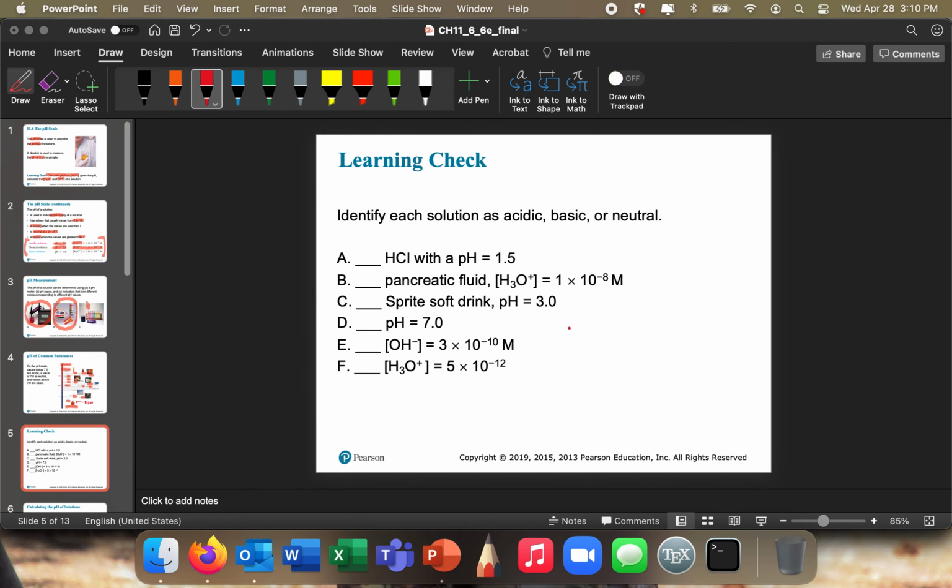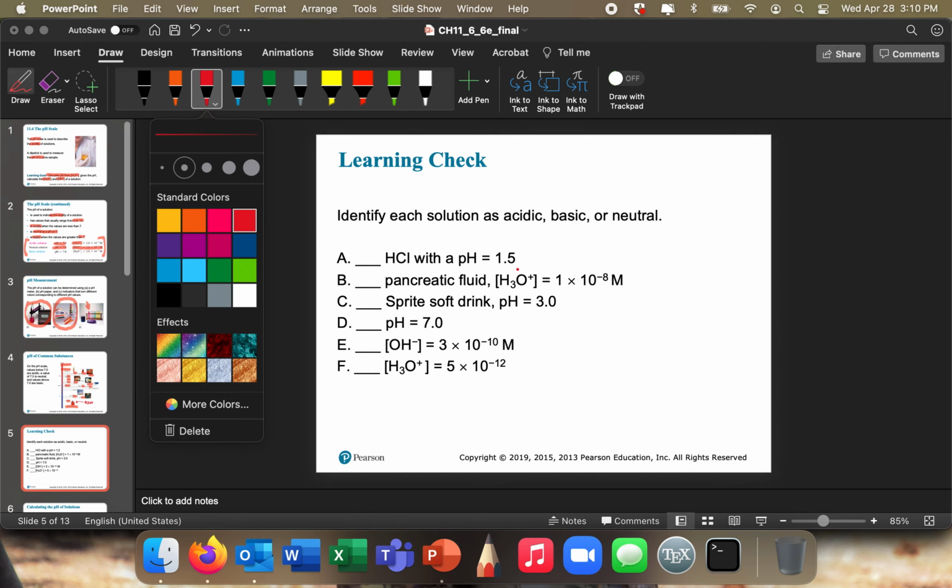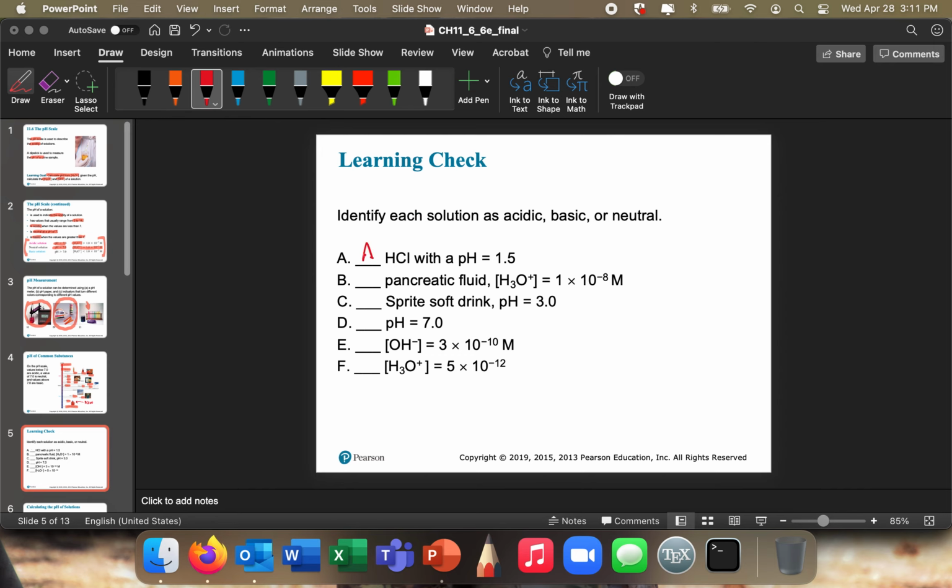Okay, so identify each as acidic, basic, or neutral. Pause the video and come and look at this, and then come and look at my answers. Pause the video and make a guess for each of these. Okay, so HCl, hydrochloric acid, is acidic.